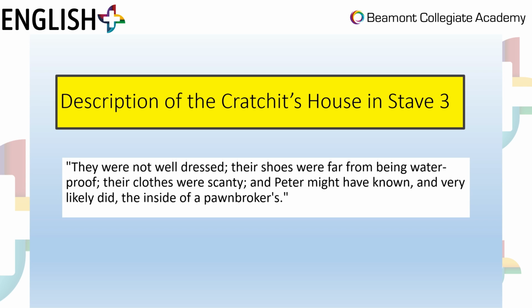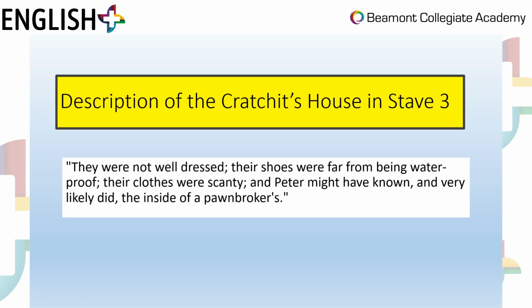So we've got the description of the Cratchits' house in Stave 3 here. "They were not well dressed, their shoes were far from being waterproof, their clothes were scanty, and Peter might have known, and very likely did, the inside of a pawnbroker's." So think about the fact that this isn't Charles Dickens, this isn't Scrooge, this is the omniscient narrator, and how the omniscient narrator takes an observational stance, really, that we can see physically the Cratchits have not got the basic things. And this is intended, remember, because this novella was aimed at rich people.